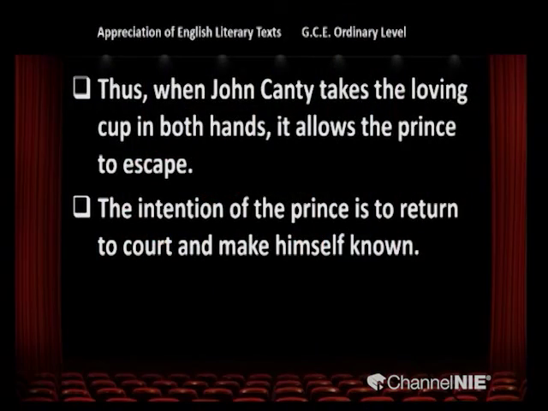Thus, when John Canty takes the loving cup in both hands, it allows the prince to escape. The intention of the prince is to return to court and make himself known. So, we will go to this video clip and you can see how John Canty drinks from the loving cup, holding it by both hands like this, and at that moment the prince escapes from him. See.